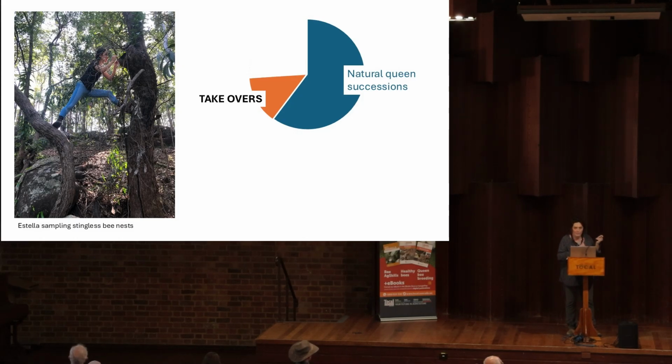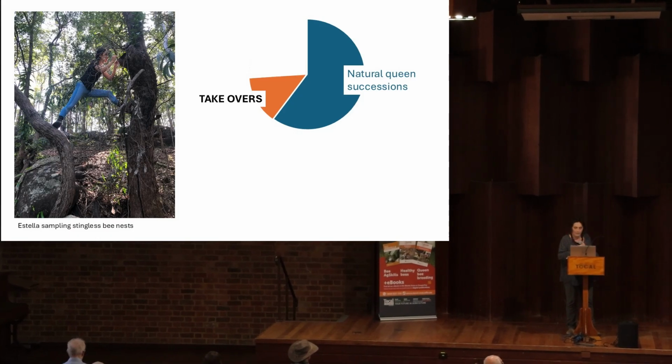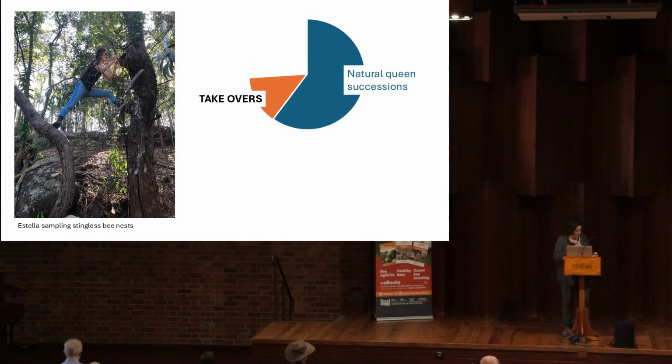But that orange piece of pie there were the colonies where we could see there had been a takeover event. They were no longer the same maternal lineage as they were from the first sampling point, and in some cases they had switched species from Carbonaria to Hawkingsi. So I think the takeaway there is that these bees, this is just part of their natural behaviour. I don't think we can do anything to stop them fighting. That's just how they roll.